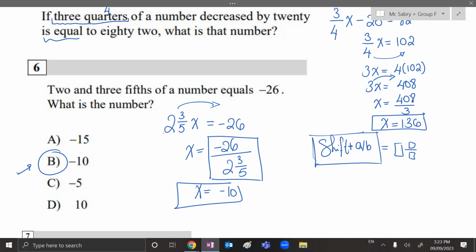Clear your calculator right now. Write negative 26. Click on the button that says A over B. You can't find it? Shift A over B, Yasin.